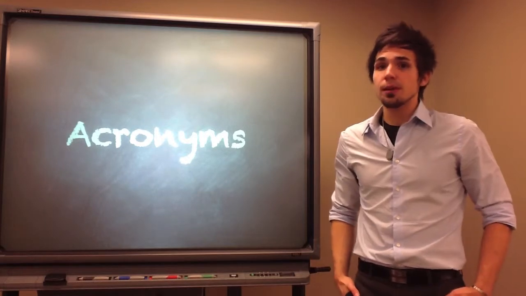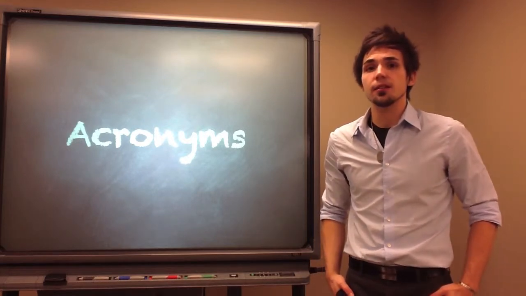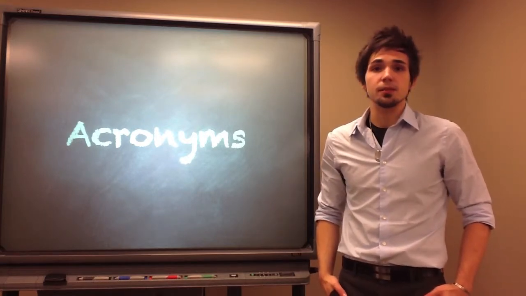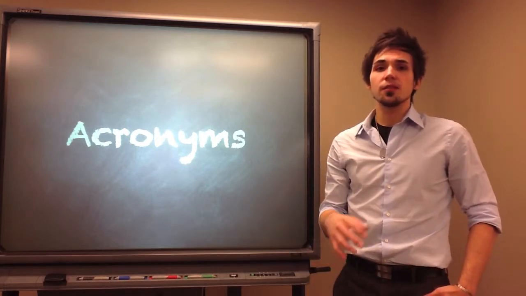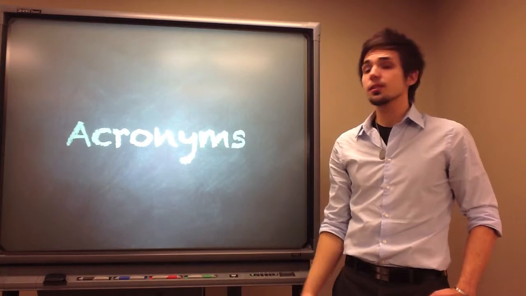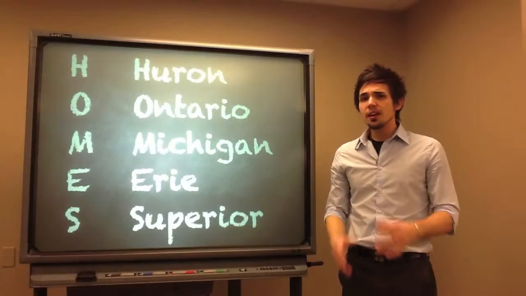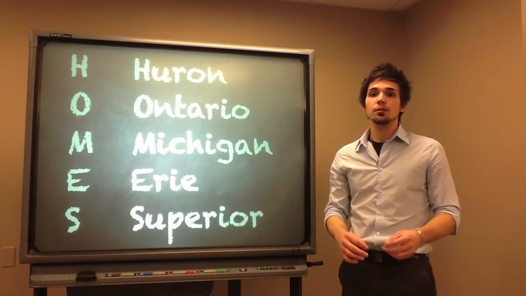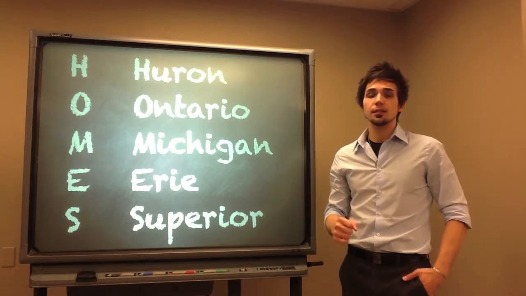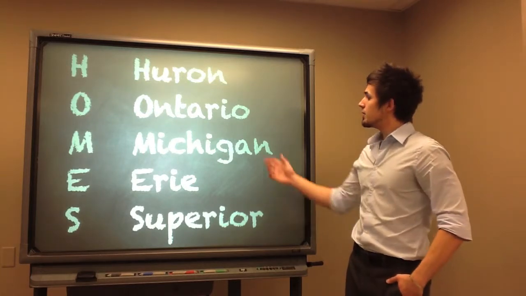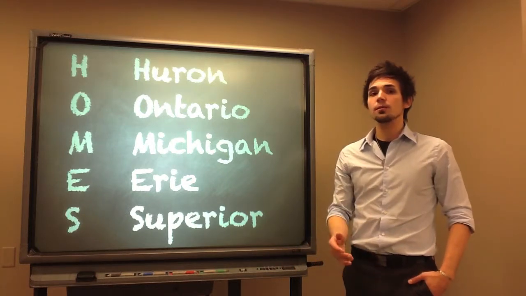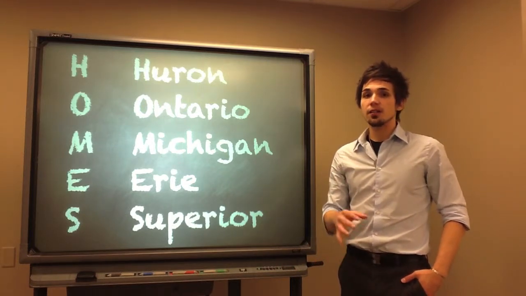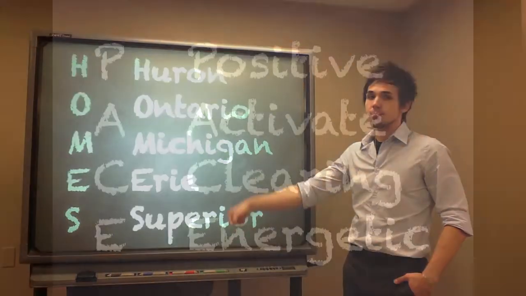Acronyms are real or made-up words created from the first letter of a list of terms or steps. You're probably familiar with a ton of different acronyms from your earlier education. Let's look at an example. You may have learned the acronym HOMES to learn the names of the Great Lakes: Huron, Ontario, Michigan, Erie, and Superior. Now each letter in HOMES stands for the first letter of one of the 5 Great Lakes.